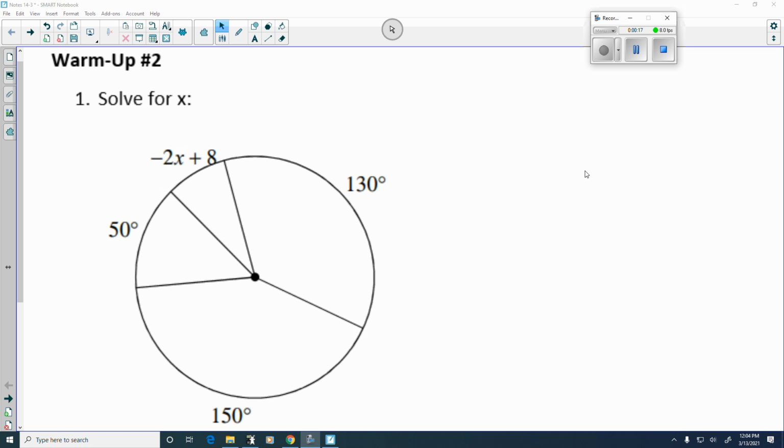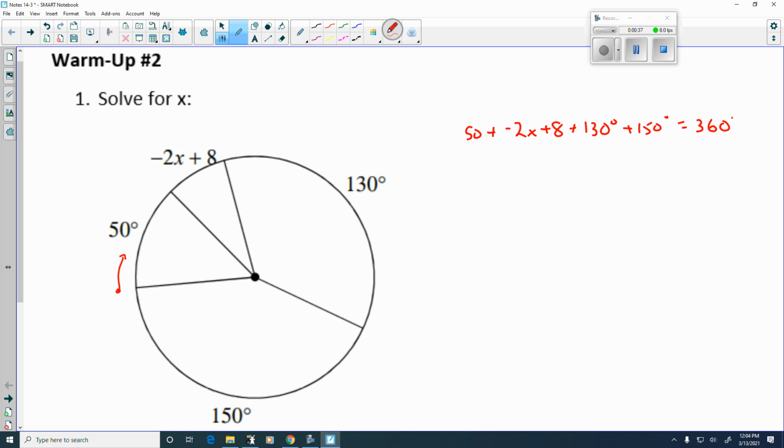This one says solve for x, so I need to add up all of these measurements of the arc, and they should add up to 360. So if I start over here and work this way, I've got 50 plus negative 2x plus 8 plus 130 degrees plus 150 degrees, and that should add up to 360 degrees.